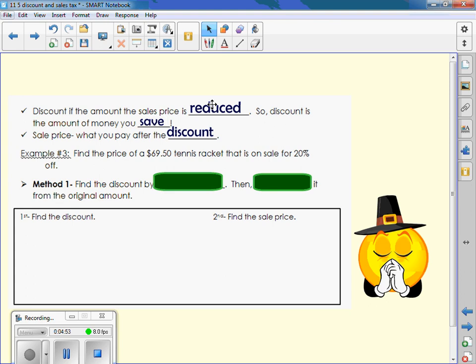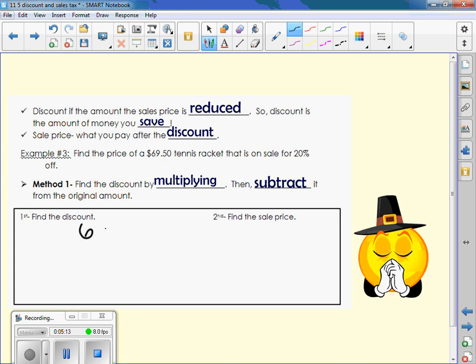So in example number 3, you have to find the price of a $69.50 tennis racket that's on sale for 20% off. Oh, excuse me. Method 1 is to find the discount by multiplying, as usual, and then we would subtract it from the original amount to find the sale price. So 2 steps here. So first, find the discount, $69.50. Your discount is 20% off, so we would multiply by 20% as a decimal, which is 2/10.